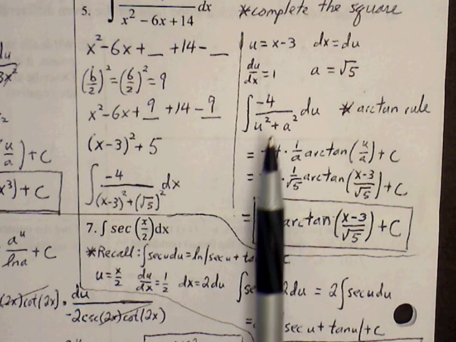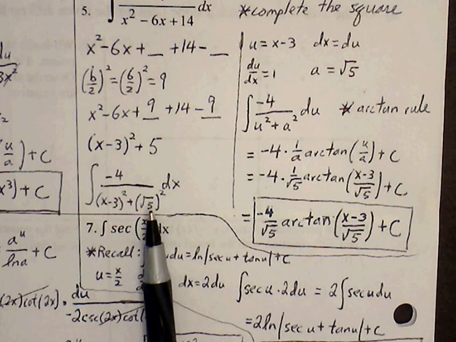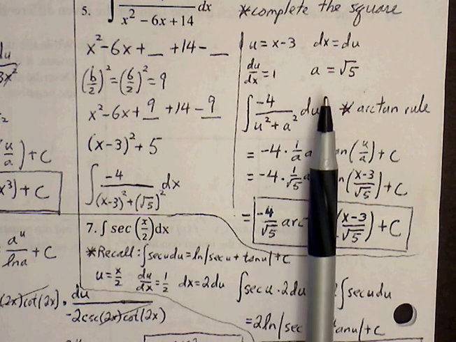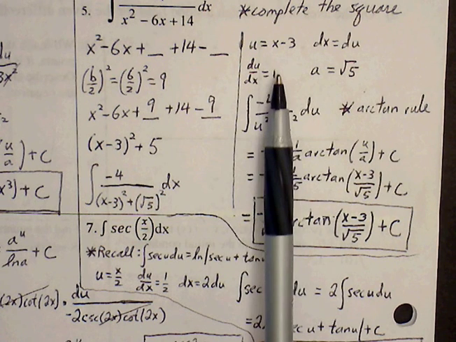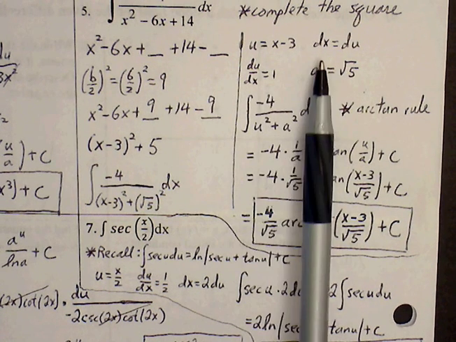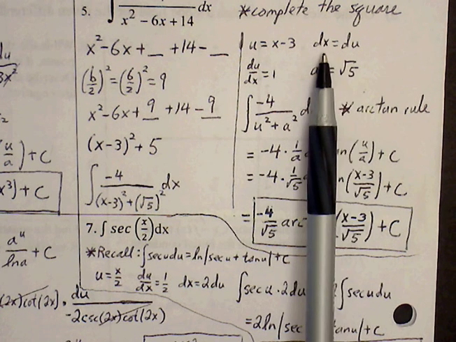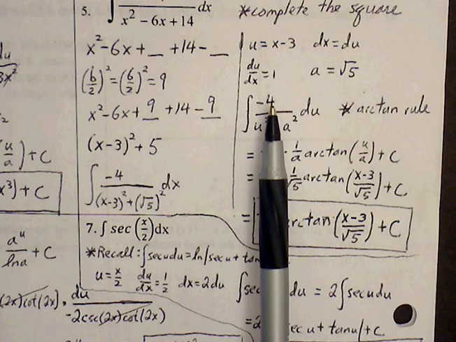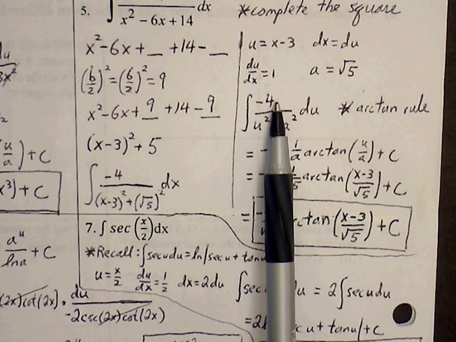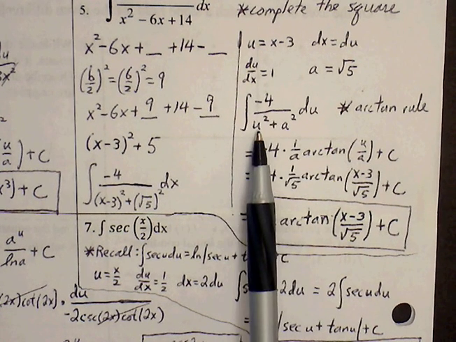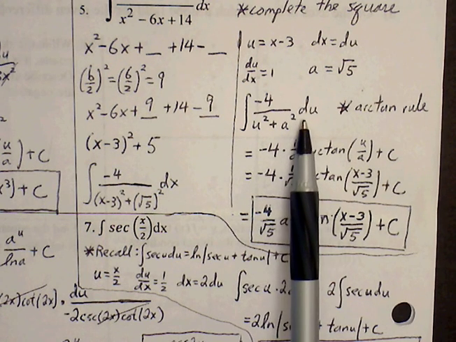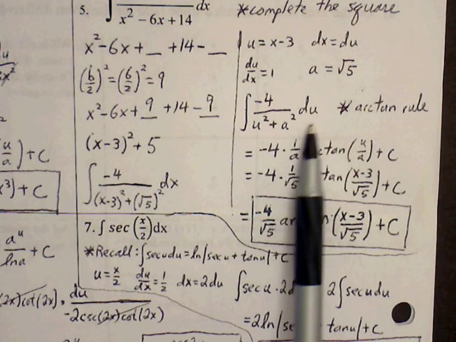Our a value is the constant inside the parentheses, so square root of 5. We find the derivative, du over dx equals 1, so therefore dx equals du. No coefficients, no variables that we have to keep track of. So let's rewrite our problem. Keep the -4, u squared, a squared, and dx gets replaced with du. So this matches nicely with our arctangent rule.